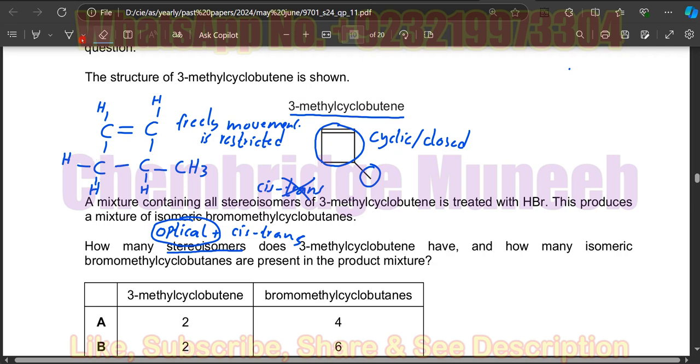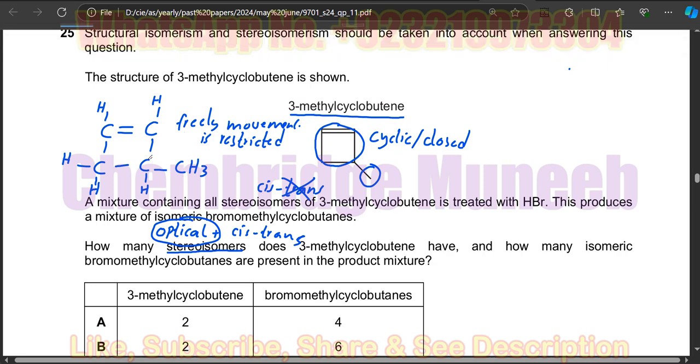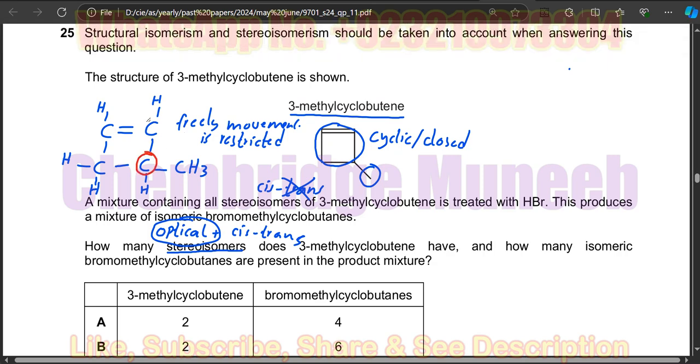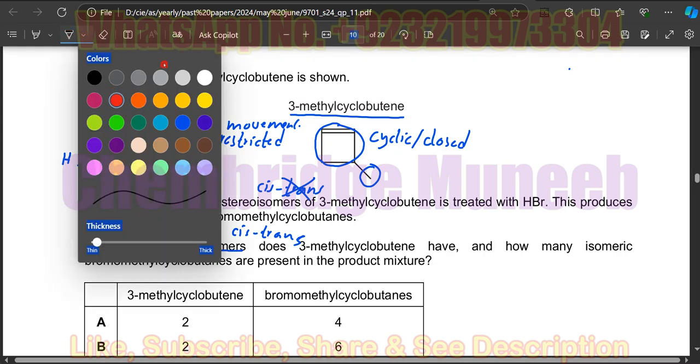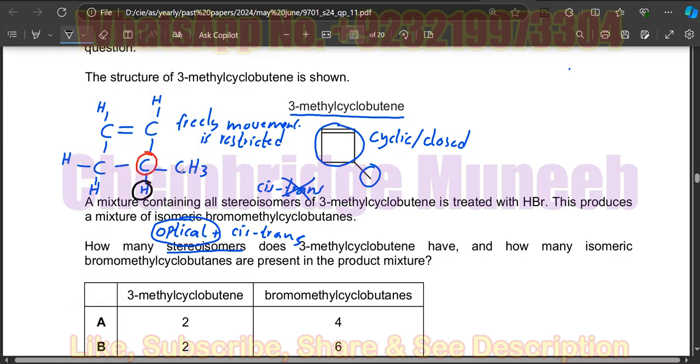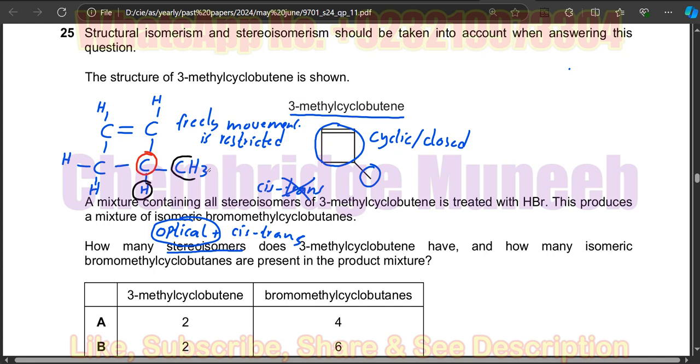Now in the bottom right carbon, we have this structure. This carbon is bonded with 4 different groups. We have hydrogen here, we have a methyl group here, and then we have this whole group moving from this direction and another group moving in this direction.